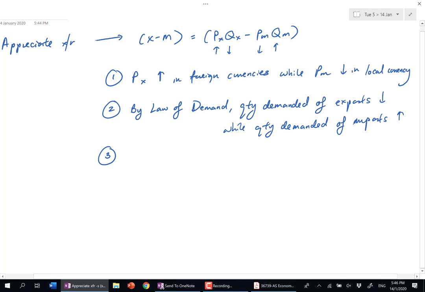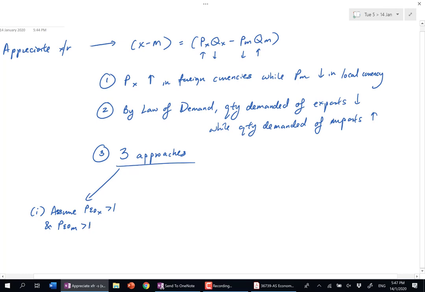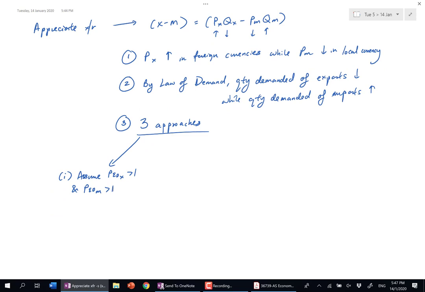Okay. At this point, you need to know that there are three different approaches used across the schools in Singapore. The first approach is what I believe most schools are using now. They will say, assume PED X exceeds 1 and PED M exceeds 1. So they will say, assume each one is greater than 1. Therefore, QX falls more than proportionately. QM rises more than proportionately to the change in price also.